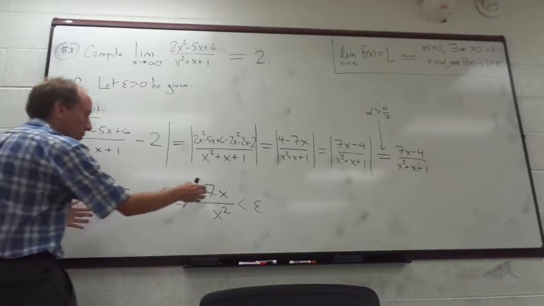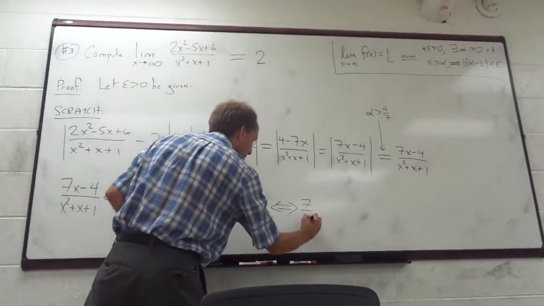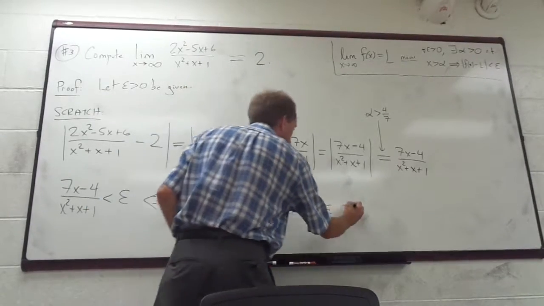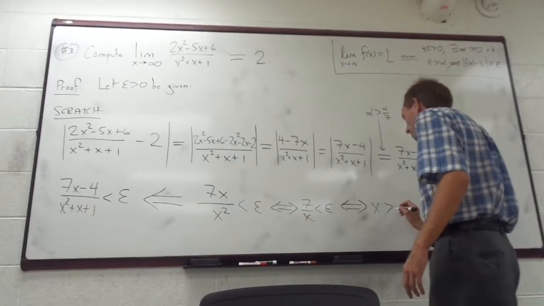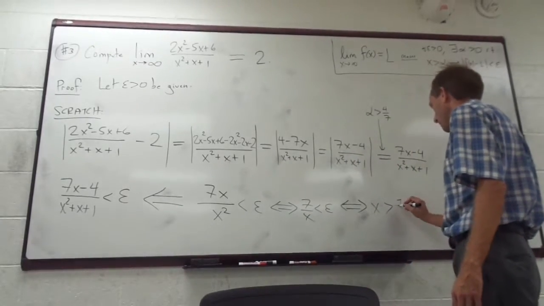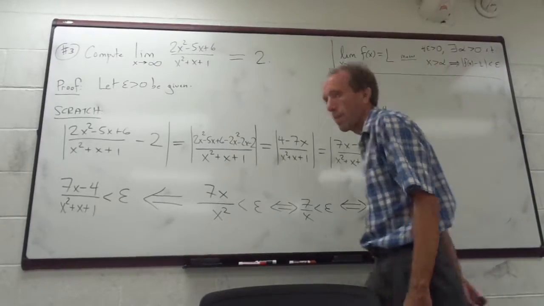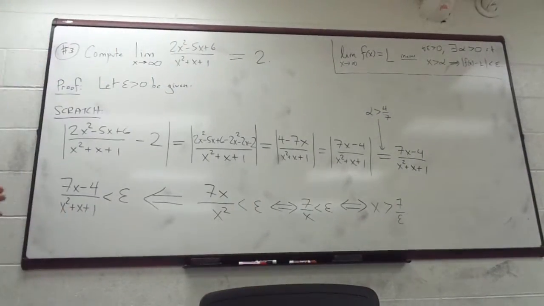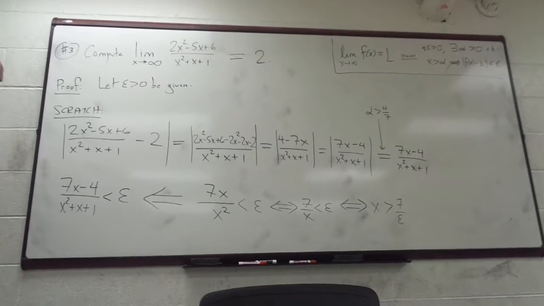And of course this one is just 7 over x less than epsilon. See, now I can solve for x very easily. X is greater than 7 over epsilon. Right? Does that make sense? X is greater than 7 over epsilon.